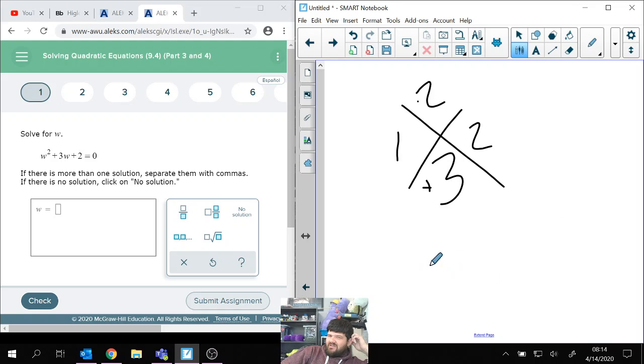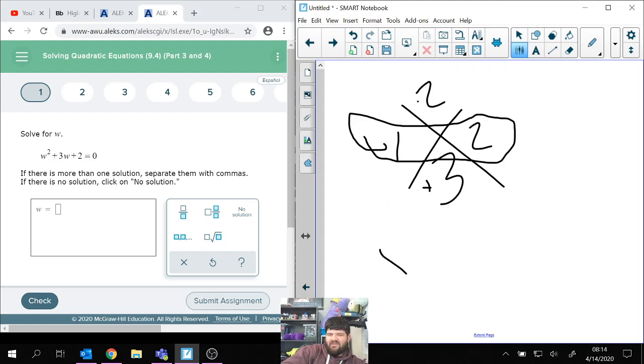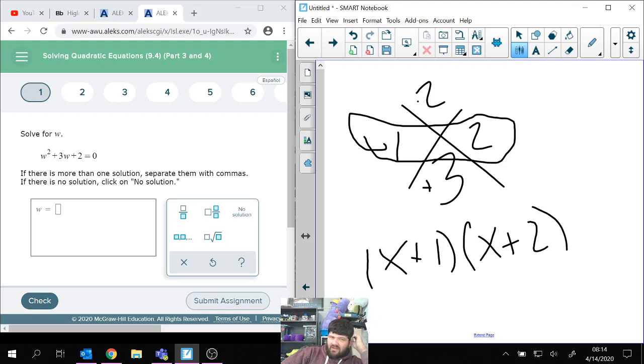And when we do that, double check: 1 times 2 is 2, and 1 plus 2 is 3. So these are our two things that we want to care about. If we remember from factoring, when we have them in the box, this turns into x plus 1, and I'm getting a board soon, so that way I can write this, and it'll definitely be nicer handwriting, and x plus 2. And that equals 0.